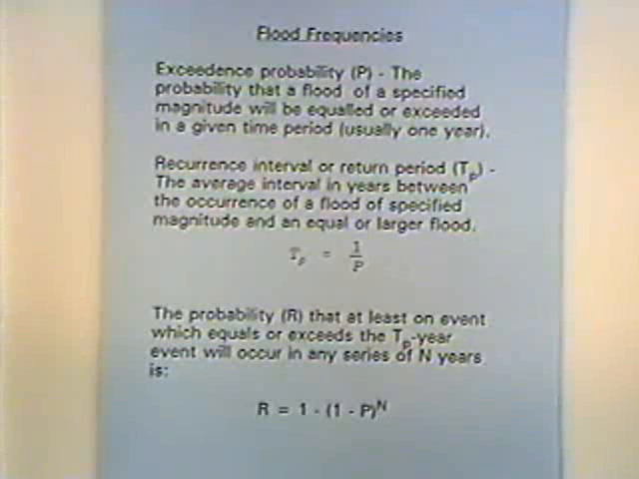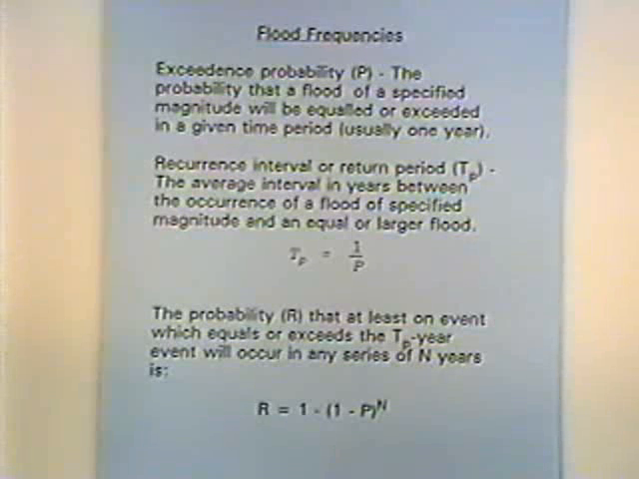And then recurrence interval is the average interval in years between occurrence of a flood of a specified magnitude or an equal or larger flood. So one's a reciprocal of the other. Recurrence interval is the reciprocal of exceedance probability and vice versa.